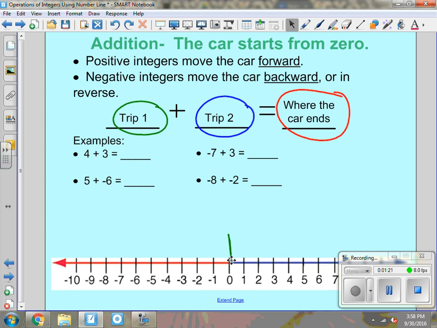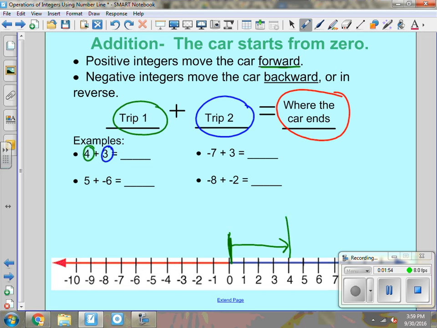So my first example here is a positive 4, and I'm going to be adding a positive 3. Remember, that first integer, that 4, is going to tell me what I'm doing for my first trip. So I've already made my line at 0, and now I'm going to move 4 spots. That's a positive number, so I'm moving forward. So I'm going to go 4 stops, 4 marks forward.